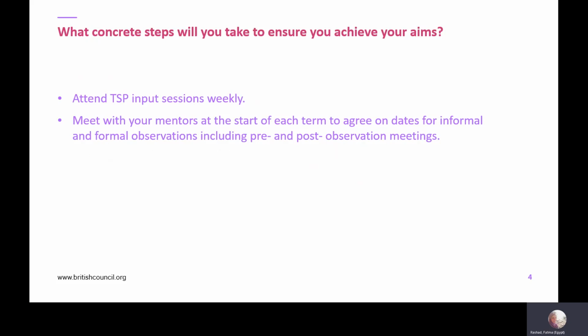You should meet with your mentors at the start of each term to agree on dates for informal and formal observations, also including pre and post observation meetings. So once you know what levels or what classes you're going to be teaching, it's part of your job to meet with your mentor and agree on dates for your informal and formal observation. And it's better to also schedule the meetings for the pre and post observation.